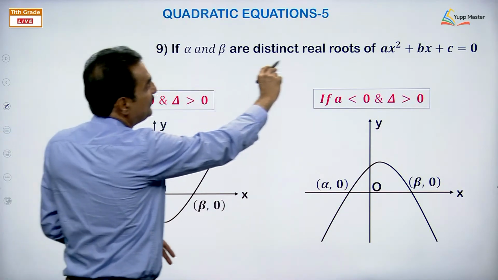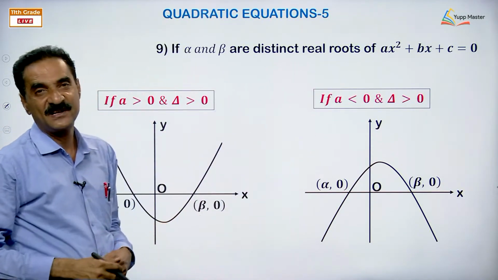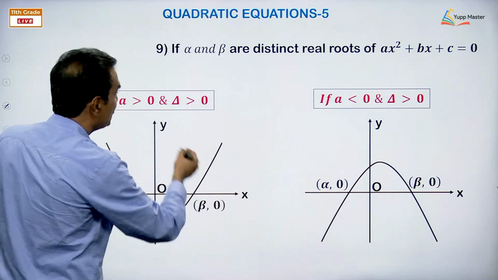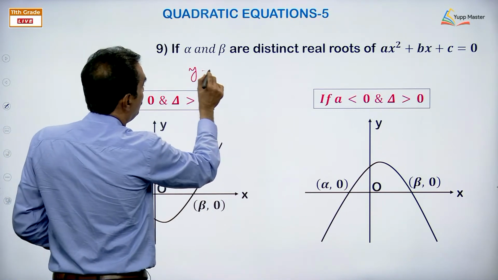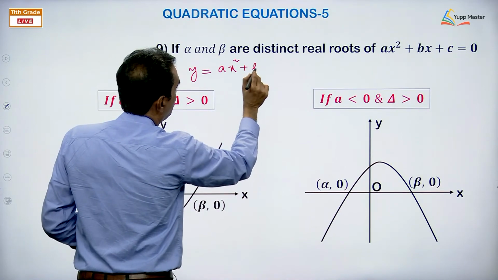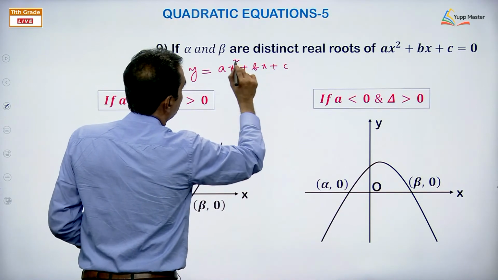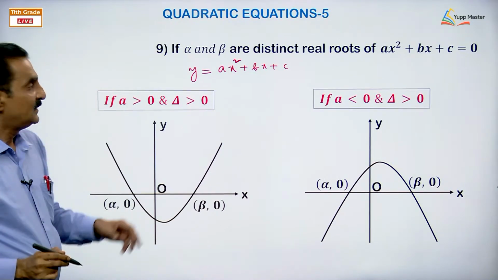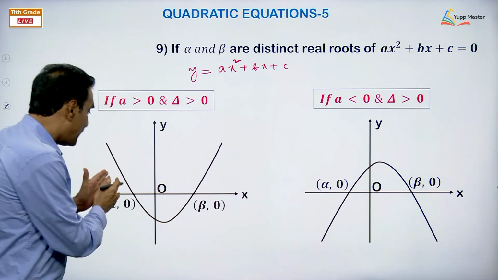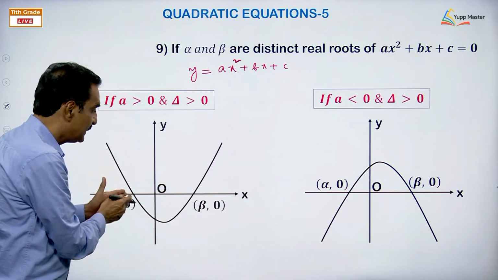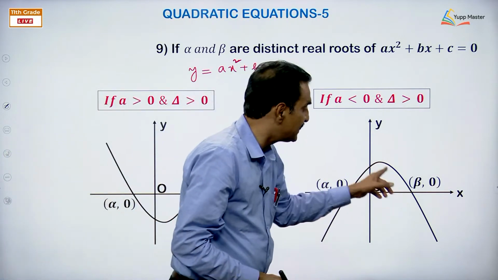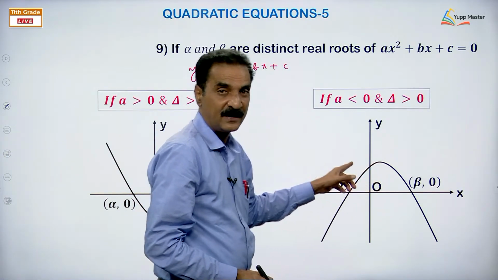Now, let alpha and beta be the distinct roots of ax square plus bx plus c equal to 0. Now, you observe the sign of y. These are the graphs of y equal to ax square plus bx plus c. Now, observe the sign of y. When x lies between alpha and beta, here y is negative. When x lies between alpha and beta, here y is positive.